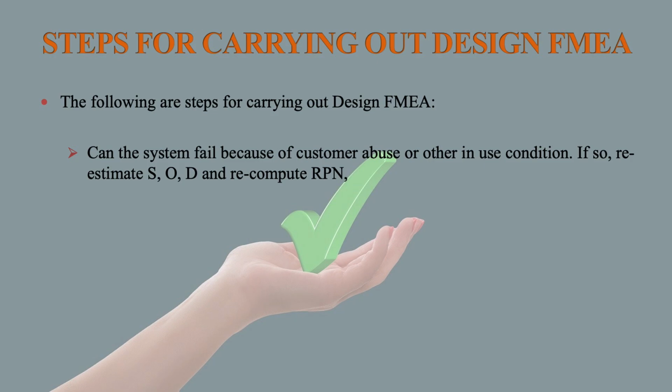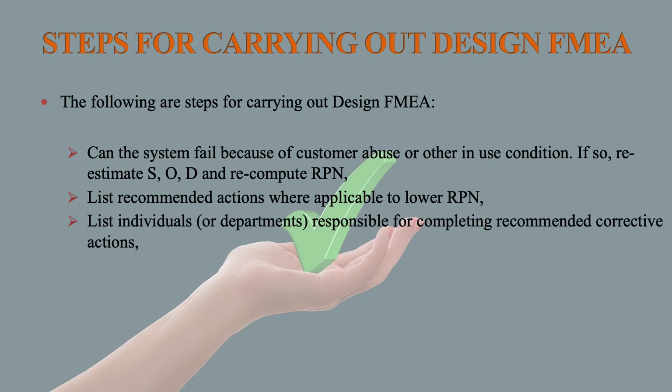Can the system fail because of customer abuse or other in-use conditions? If so, re-estimate severity, occurrence, detection and recompute RPN. List recommended actions where applicable to lower RPN. List individuals or departments responsible for completing recommended corrective actions.